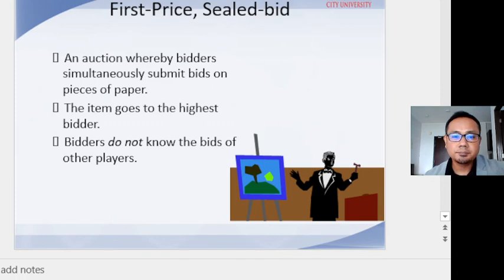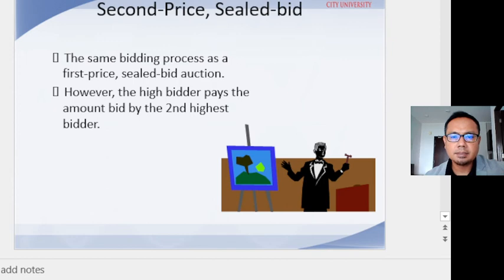And then you can see the second price sealed bid. This is the same bidding process as a first price sealed bid auction. However, the high bidder pays the amount bid by the second highest bidder. It is quite similar to the first price sealed bid auction.